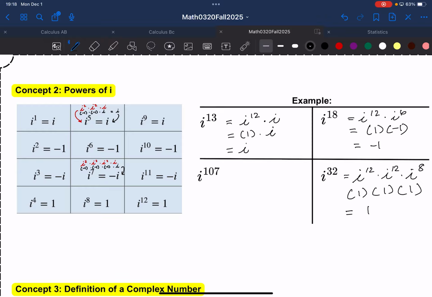Okay, and what about i to the 107? I mean, it could be a -i, but what would be your steps leading up to that?